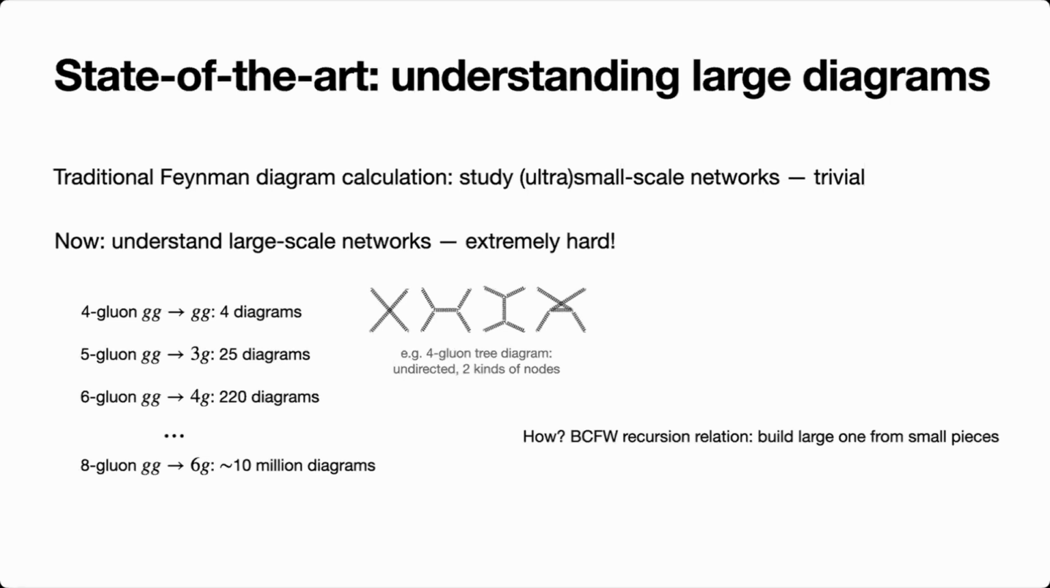So one of the techniques to do this kind of calculation is called the BCFW recursion relation, which actually builds large diagrams from small pieces and uses the recursion relation to simplify the calculation. This is doable because in a certain kind of theory, the kinds of nodes are fixed, and the degree is also fixed, not too small and not too big. So we can use this kind of cut and paste process to classify all of these diagrams.